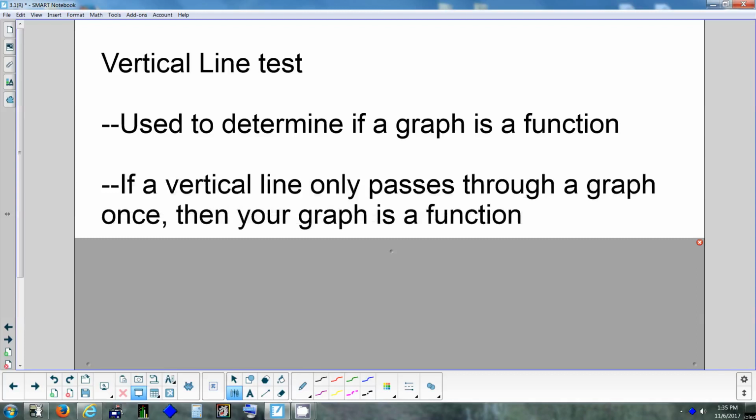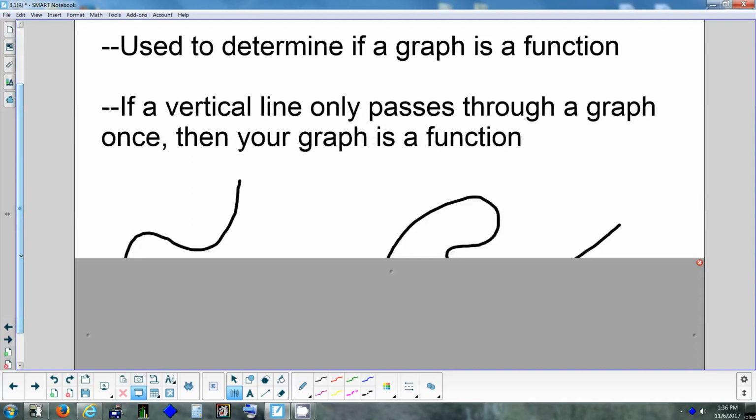So, vertical line. If you have a picture and you draw a vertical line anywhere in the picture, and it only hits your graph once, then your graph is a function. If you put a vertical line anywhere you want, and it hits your graph more than once, then it is not a function.